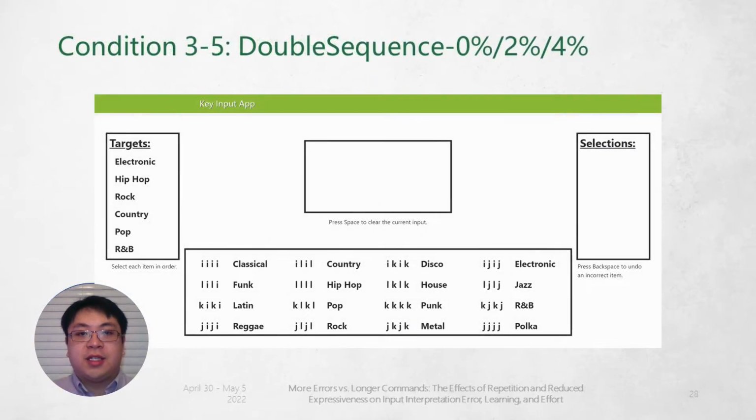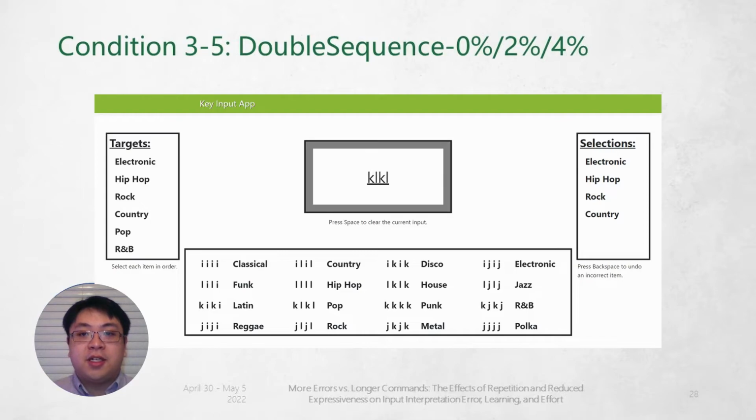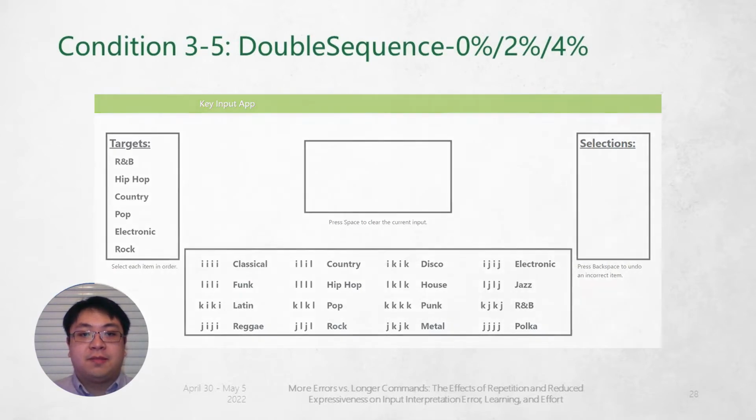3 of the conditions tested the technique of command repetition, in which the key sequences were similar to the baseline, but the sequence was repeated once. In other words, if the sequence was JK, the participants would have to press JK JK to make the selection. These 3 conditions were tested at 0%, 2%, and 4% residual error rates.